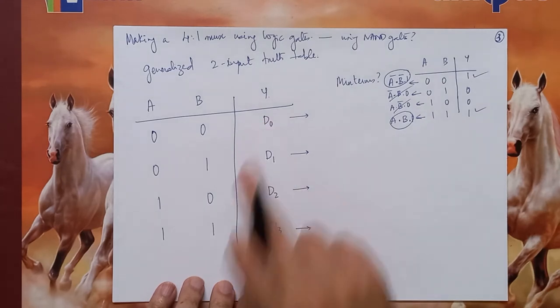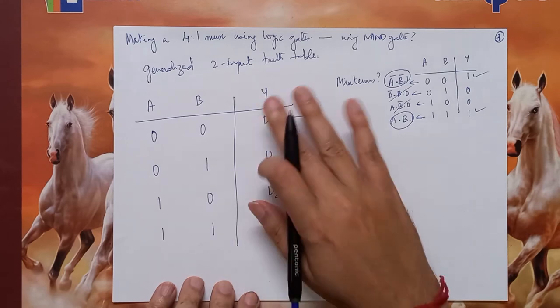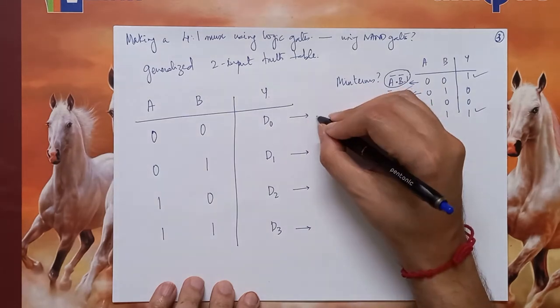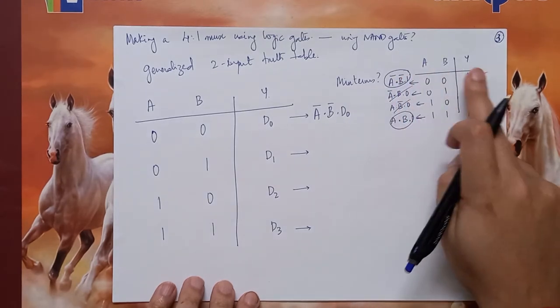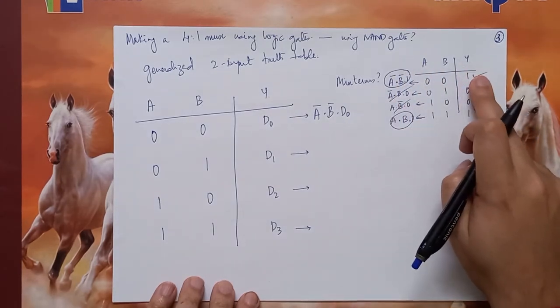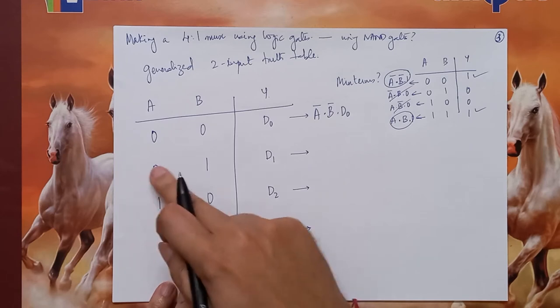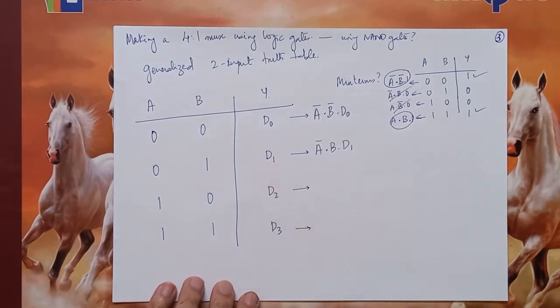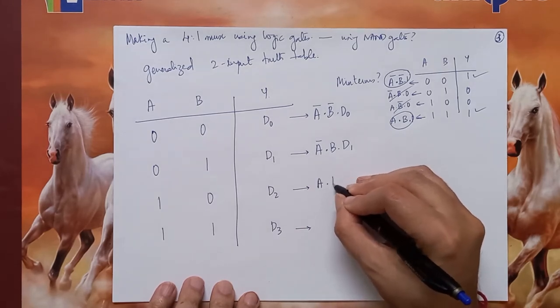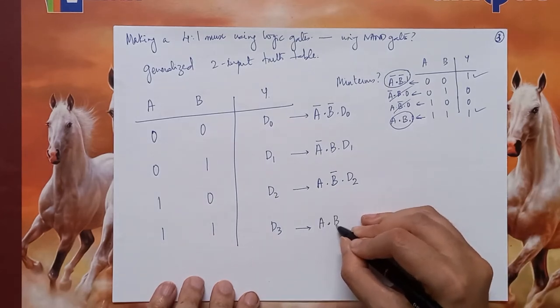So can I apply this general logic over here? Suppose I do not know what D0 is and I want to treat this like a possible minterm. So I will say it is A bar dot B bar dot D0, very much like what I am doing over here. I am essentially using the Y value as another term to make a product with the two input variables. So for 0, 1, I can write A bar dot B dot D1 because the output over here is D1. Likewise, I can say A dot B bar dot D2 and this will be A dot B dot D3.